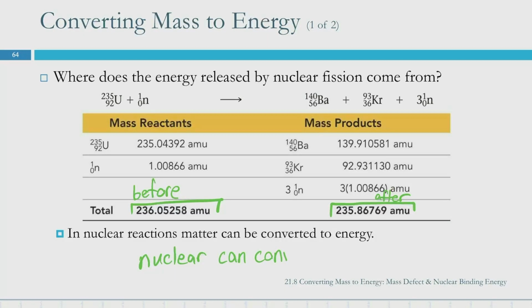Nuclear can convert mass into energy. This is one of the important caveats to the law of conservation of matter. Matter is not actually conserved always, all the time. It's generally conserved, but if you do a nuclear reaction, you can convert mass into energy.